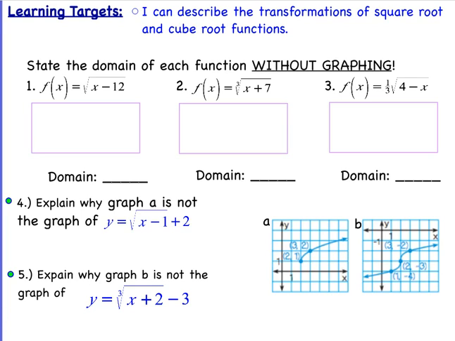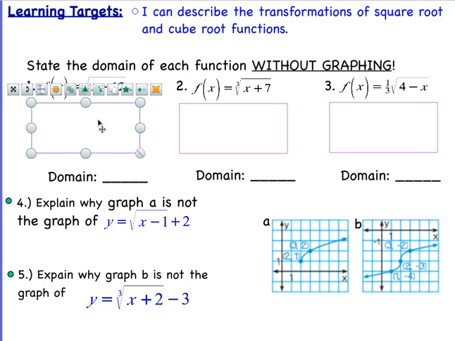Before we start learning the transformations, let's quickly take a look at how to state the domain of each function without graphing. So in the first example, we have f of x is equal to the square root of x minus 12. Since we're taking the square root, we cannot have a negative value as the radicand. So the number inside of the square root symbol cannot be negative.